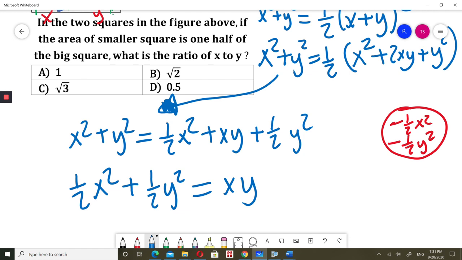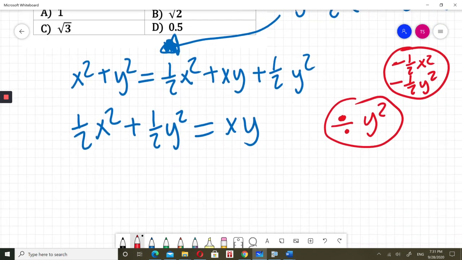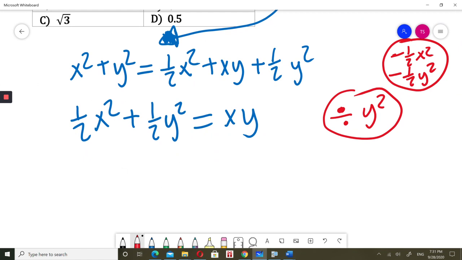So in this moment I will divide everything on both sides of this equation. I want this y squared to disappear, so I will divide everything by y squared. What will happen? That 1/2 will stay, and here I will have x squared divided by y squared. I can write x squared divided by y squared as (x divided by y) squared. I just want to write it like that quickly.